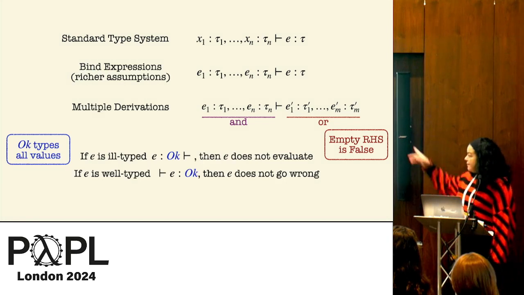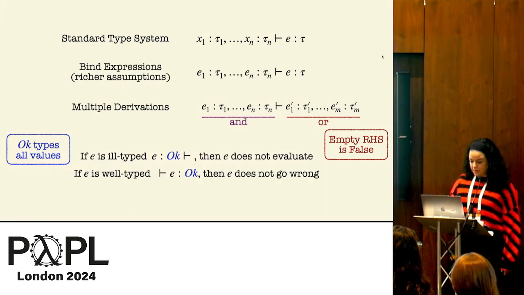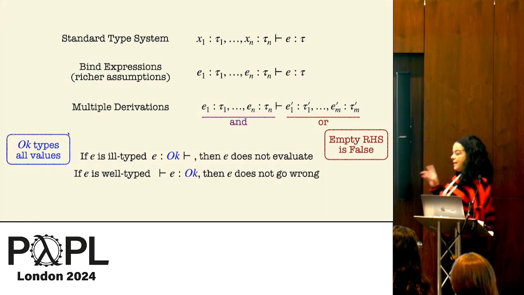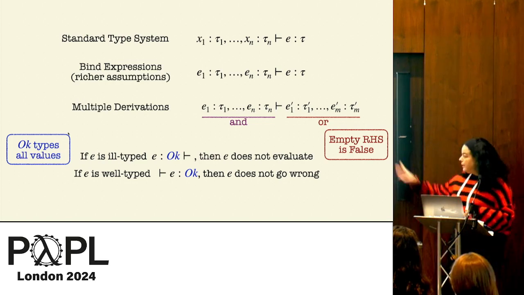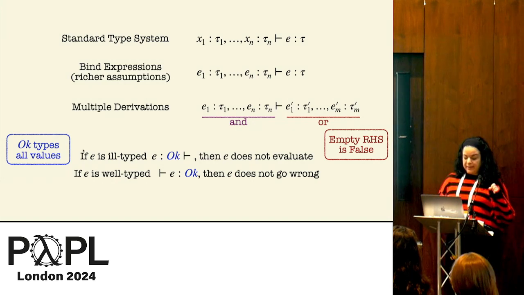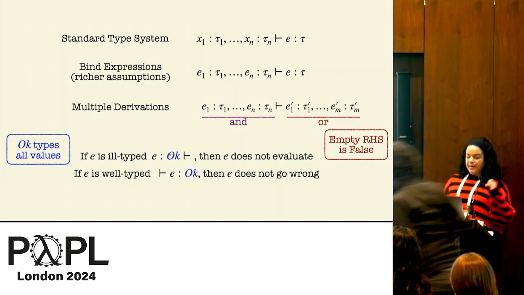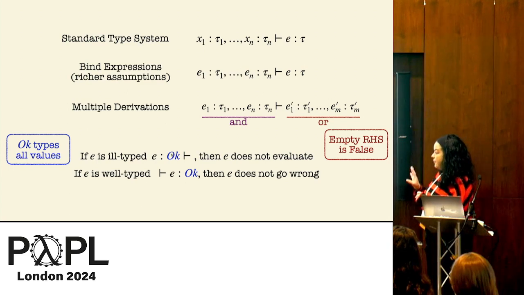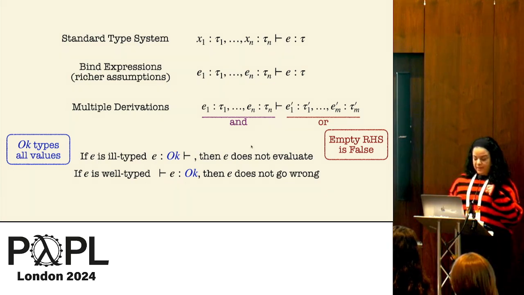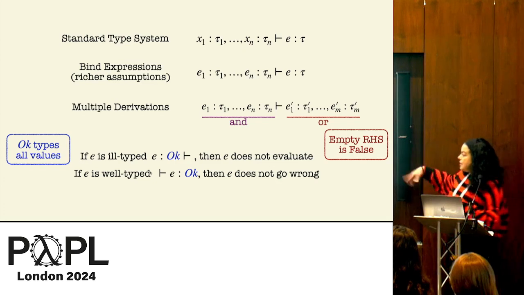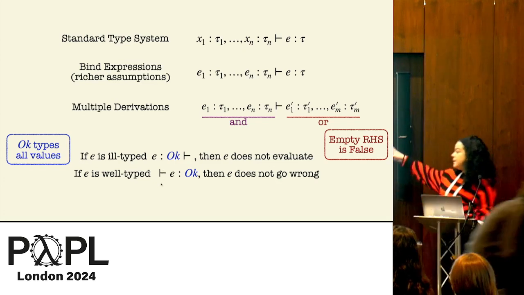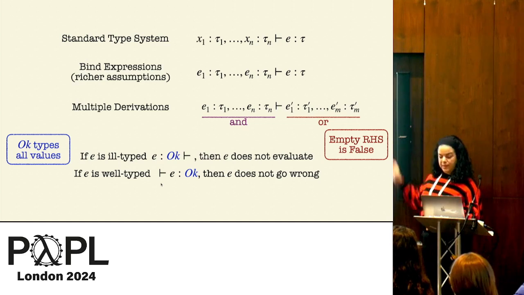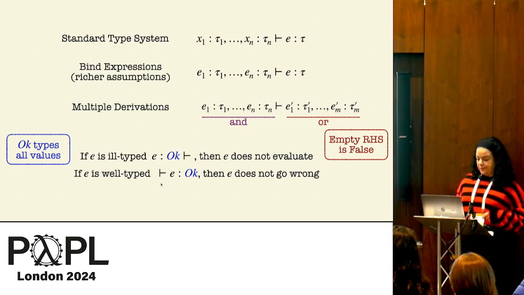So, having this and having also an OK type, that means that types every value, we can use this setting to express that if e is ill-typed, meaning if e has a type, then I say false, then e does not evaluate. And using the same system, I can also prove that if e is well-typed, meaning the standard e has type OK on the right-hand side, then e does not go wrong.